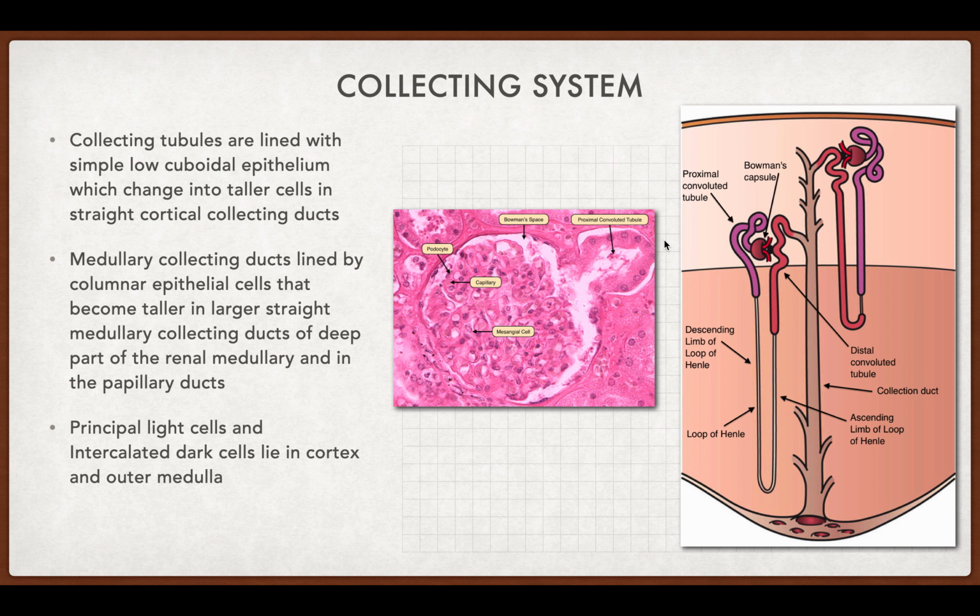So here's your proximal convoluted tubule, and here's your podocytes holding everything together. And then there's the mesangial cells in the center.